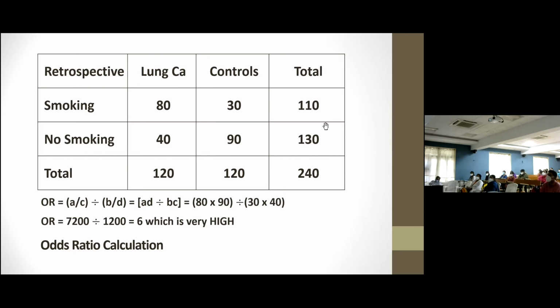In other words, 80 multiplied by 90 is 7,200, 30 multiplied by 40 is 1,200, 7,200 divided by 1,200 is equal to 6. The odds ratio greater than 1 is high. Here in this case, very high, says that lung cancer is associated with smoking. This is a retrospective design.